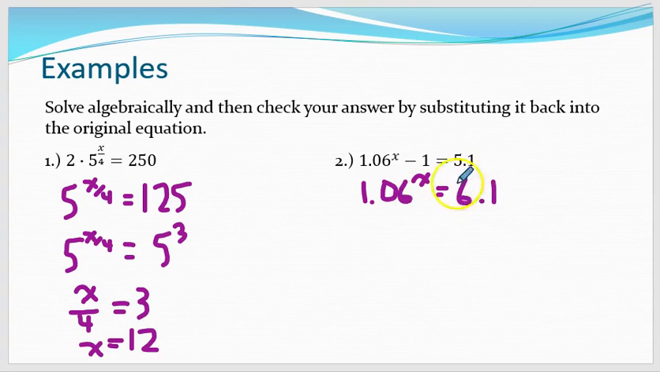And especially when you're dealing with decimals, you're probably not going to be able to say, oh, I know 6.1 is 1.06 to the 5th power or something. Many times it is not that easy to identify the number. So in these cases, we take log of both sides of the equation. So just write log in front of both sides.